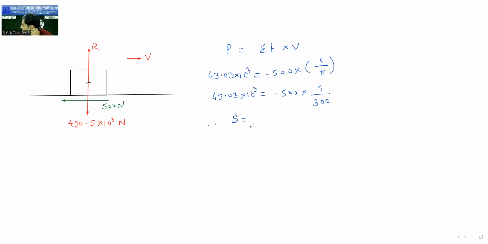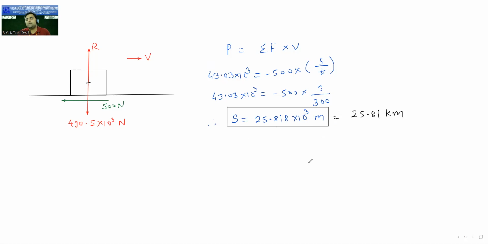So it is 25818, that is 25.818 into 10 raised to 3 meter. If you can keep this answer as it is, it is also okay, or you can write it as 25.81 kilometer. Okay, this is nothing but 25.81 kilometer.